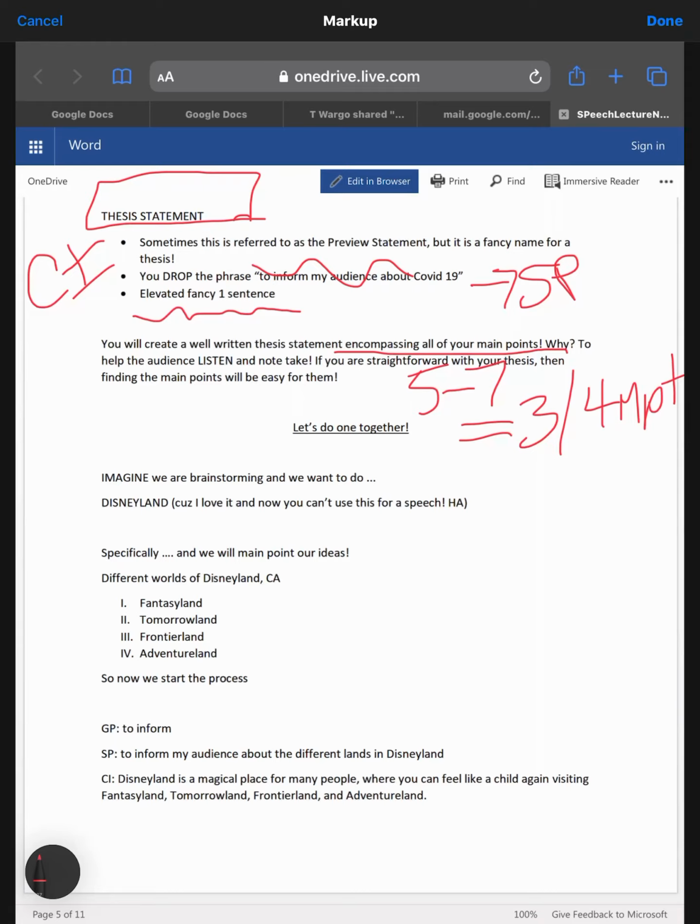And I need to see those 3 main points within your thesis statement. Why? Well, let's go back to listening skills. A good listener and a good speech maker are able to identify the main points. So when the speech is being delivered, the audience, as good listeners taking notes, can go, oh yeah, now I have to start to note take.